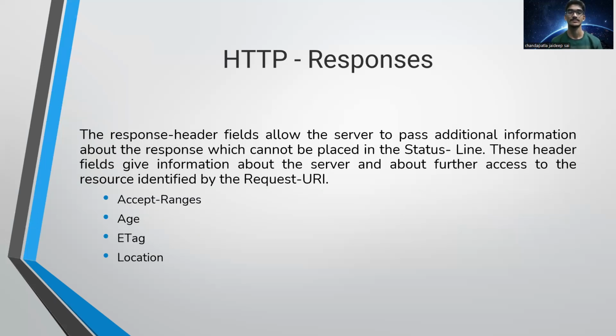HTTP responses. The response header fields allow the server to pass additional information about the response which cannot be placed in the status line. These header fields give information about the server and about further access to the resource identified by the request URI. The lists are accept-ranges, age, ETag, location.